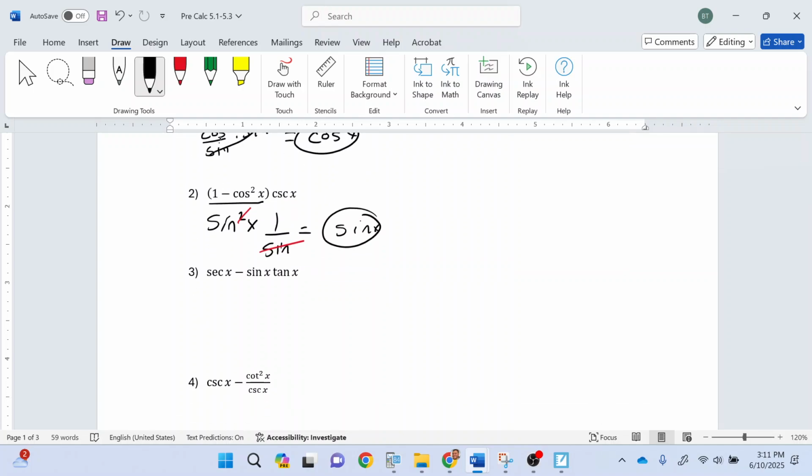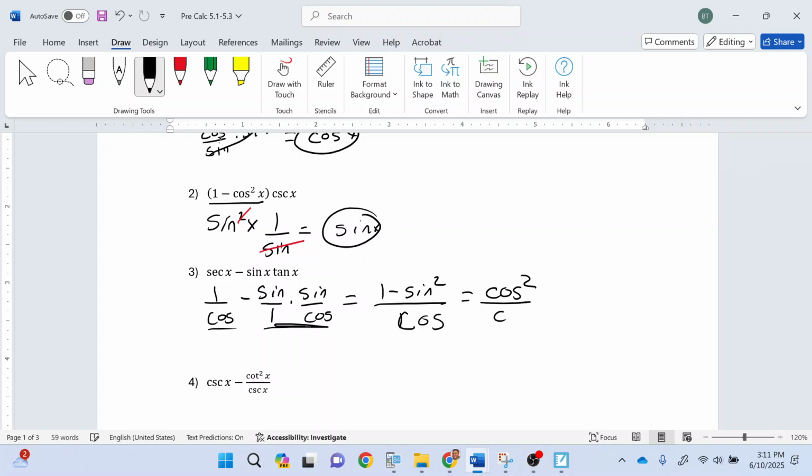In this one, secant is 1 over cos minus sine over 1 times sine over cos. So in this case, I could rewrite this as 1 minus sine squared, and because the denominators are going to be the same, over cos. Well, 1 minus sine squared is cosine squared over cos, which if you simplify is just cos.